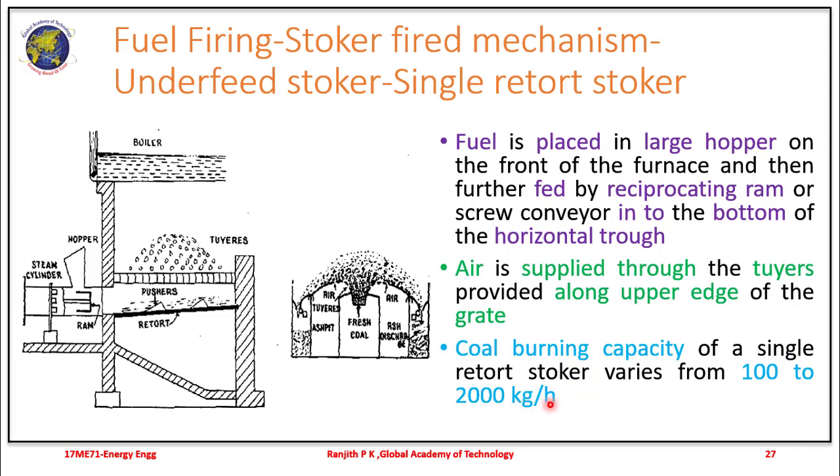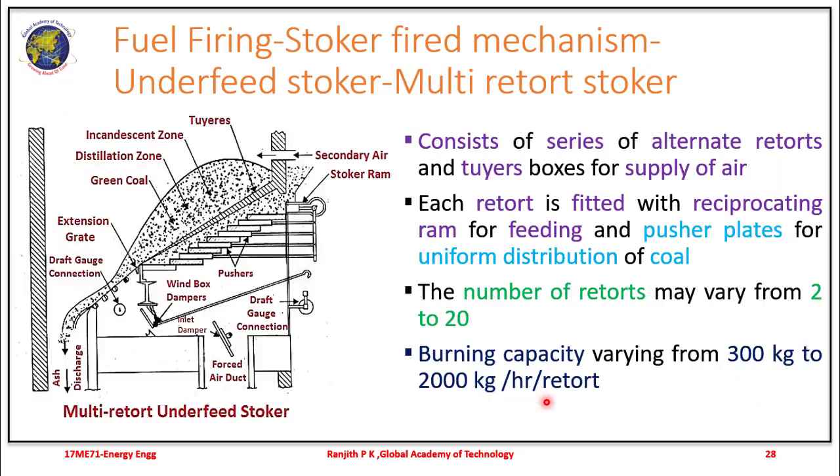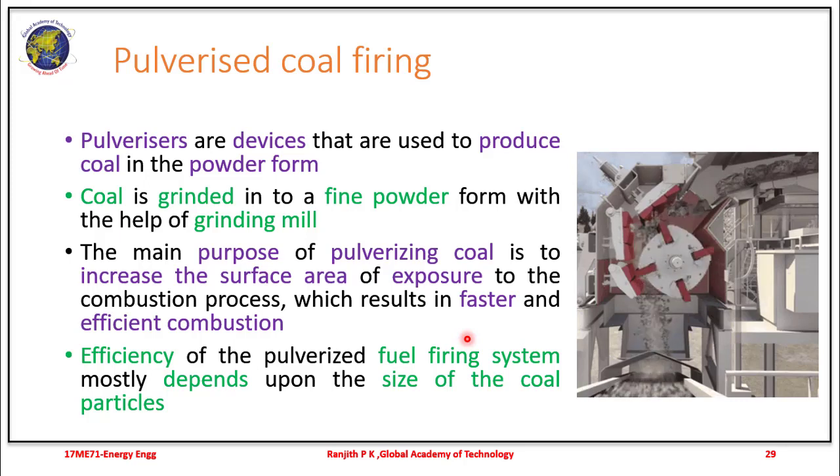So you can imagine, in case of a single retort, it is 100 to 2000 kg per hour. Here it is 300 to 2000 kg per hour in a single retort. So for example, if there are 20 retorts, it is 20 into 2000 kg for every 1 hour, that is the amount of coal that is fired. So you can imagine the amount of coal firing that is happening in this.